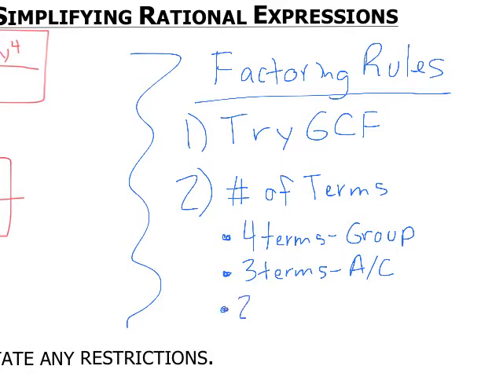And then if I have 2 terms, you can either put the 0 in and do AC, make it 3 terms if you want to, or if you remember, you can do the difference of squares. So we always try a GCF first, and then it's based on the number of terms. If I have 4 terms, I group. 3 terms, AC method. 2 terms, difference of squares. Okay, so let's look at an example here.